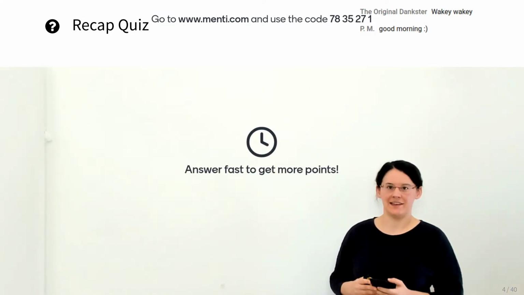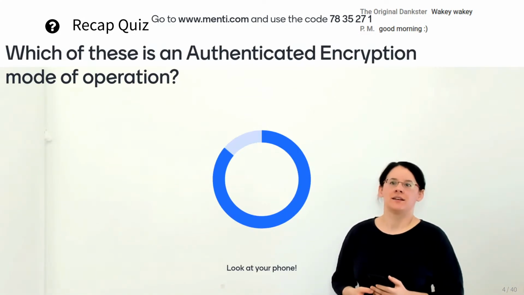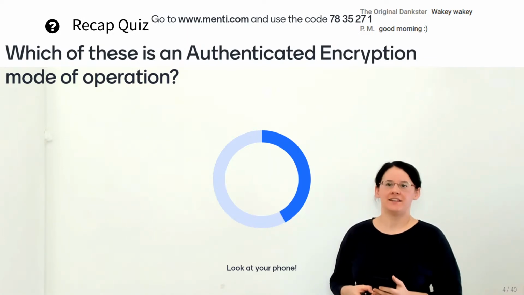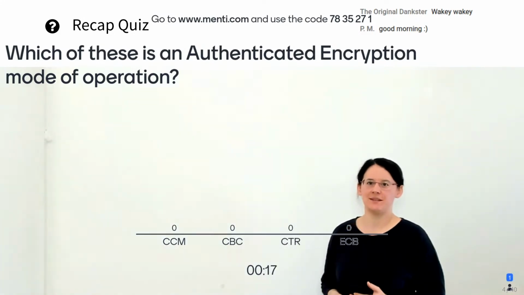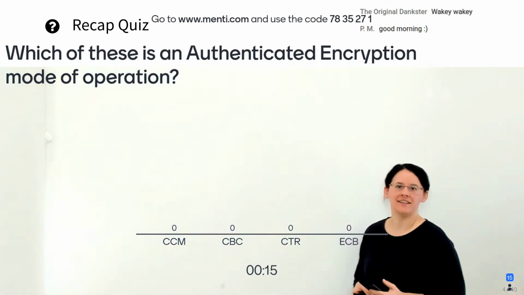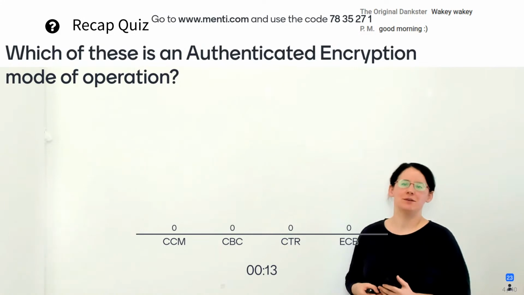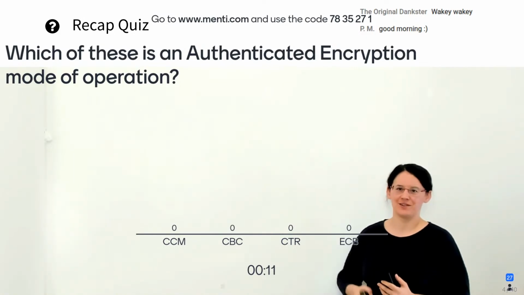Okay, we have two questions left. Which of these is an authenticated encryption mode of operation? CCM, CBC, counter, and ECB. I guess this is a bit of a tough one because it just all looks so similar.